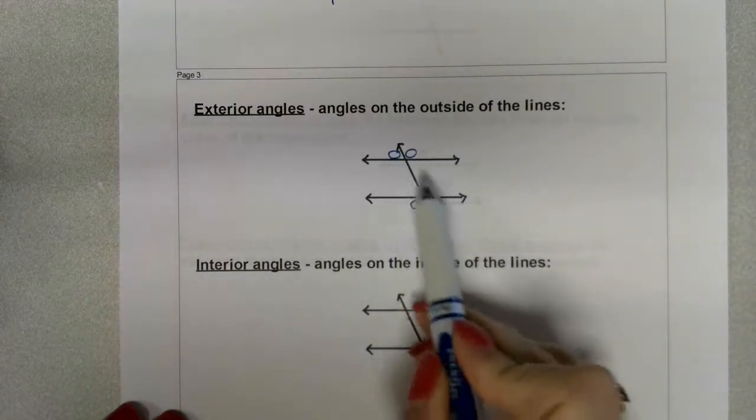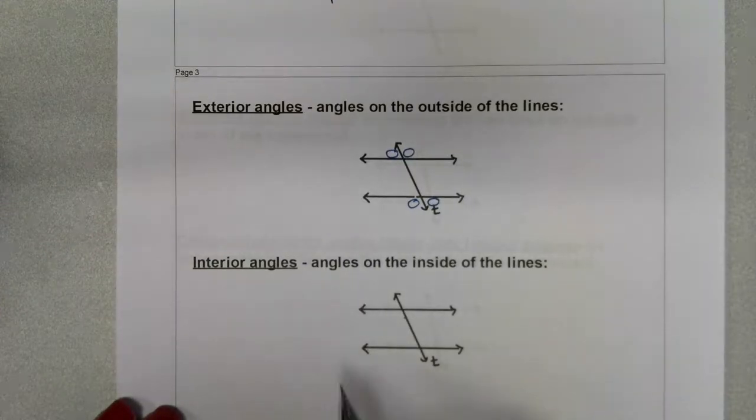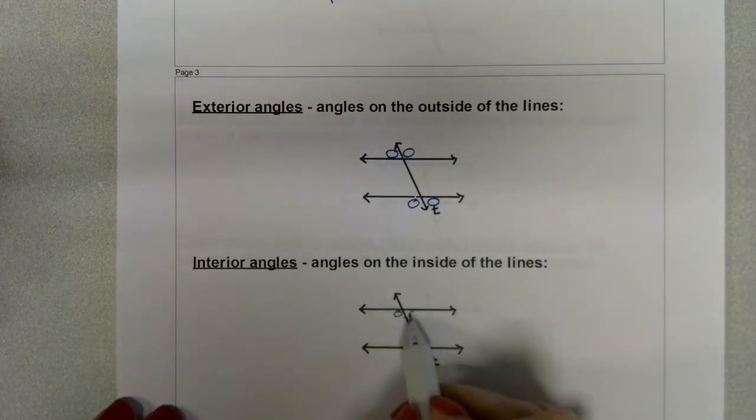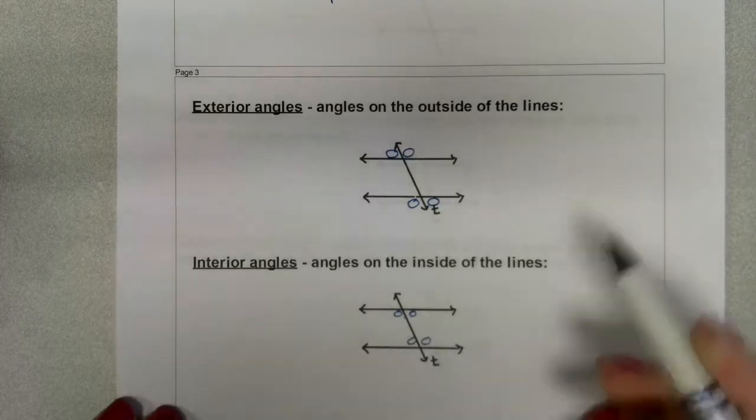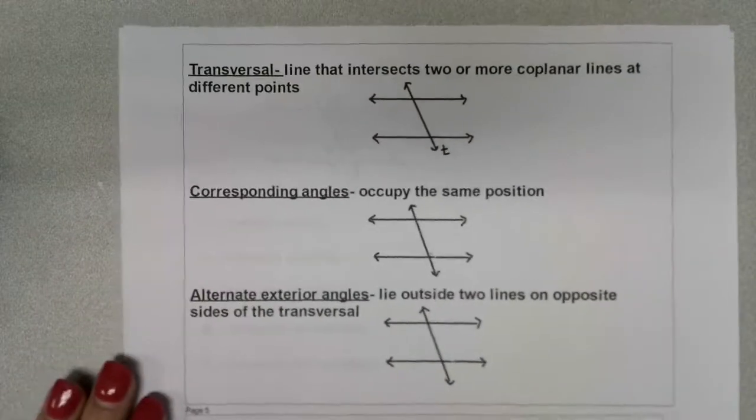They're not within the tracks, okay? Our interior angles are going to be the angles on the inside. So these are interior angles. These 4 angles are within the tracks, okay? All right, let's keep going.